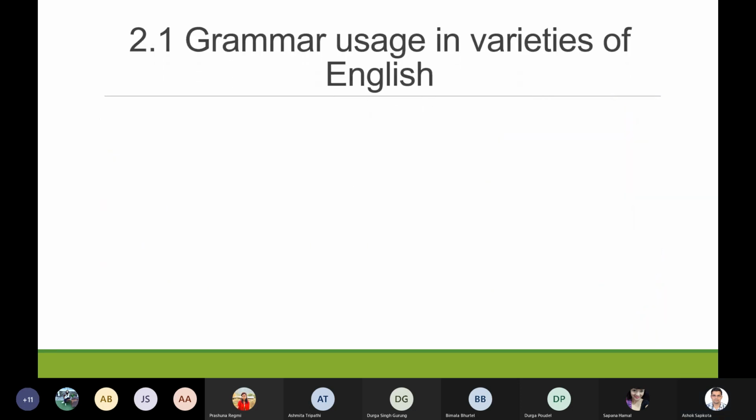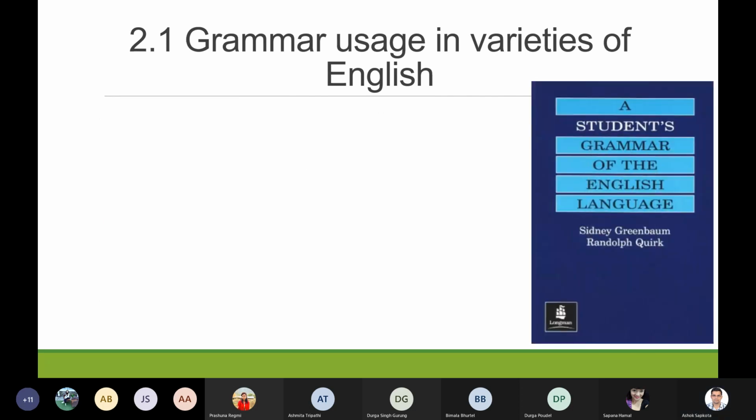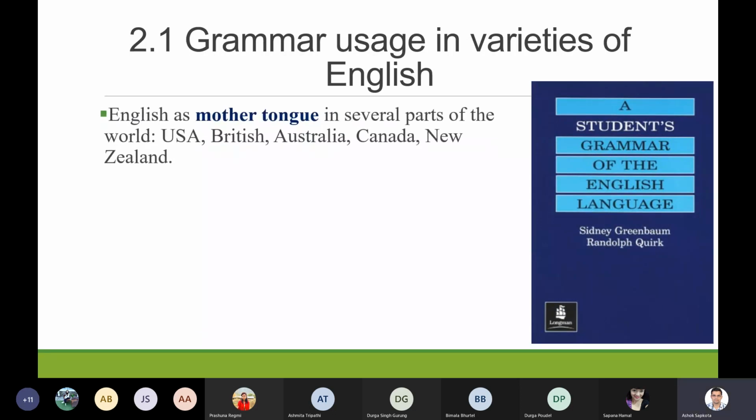Let's proceed further. Grammar use in regard to varieties of English. What does English refer to here? We know that the circles of English differ from different languages. English is the mother tongue in several parts of the world, such as the United States, Britain, Australia, Canada, and New Zealand. If we say English works as a mother tongue in these countries, what do we call it? Use of English as a mother tongue. Now, what is a mother tongue? Think for a while.